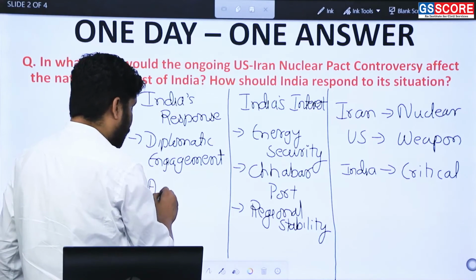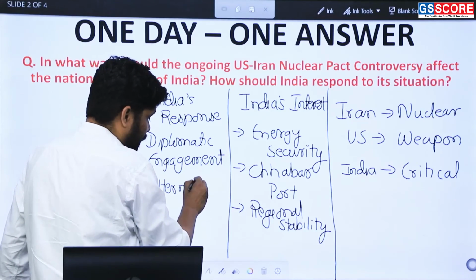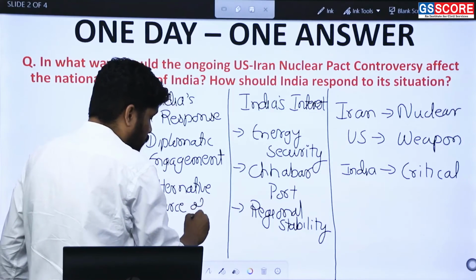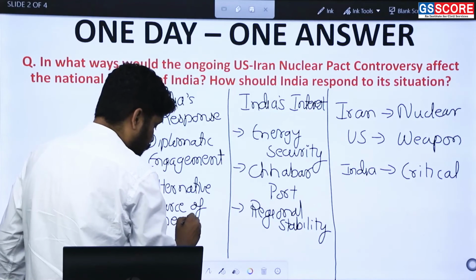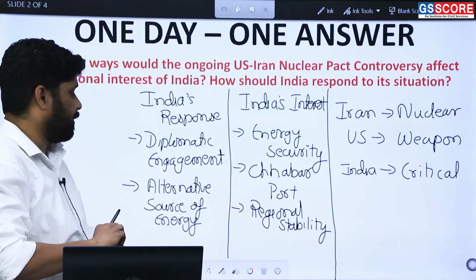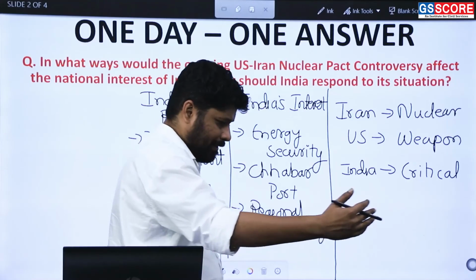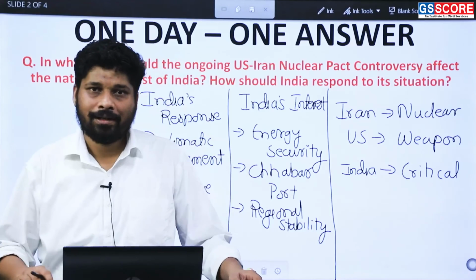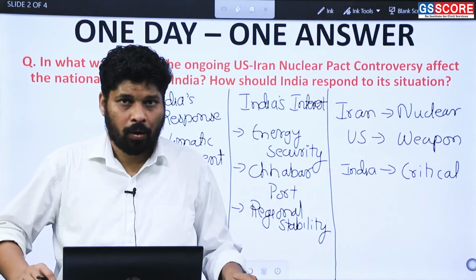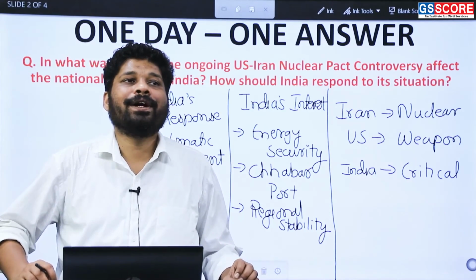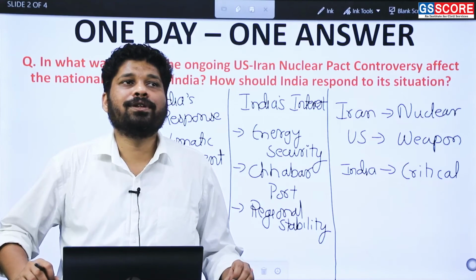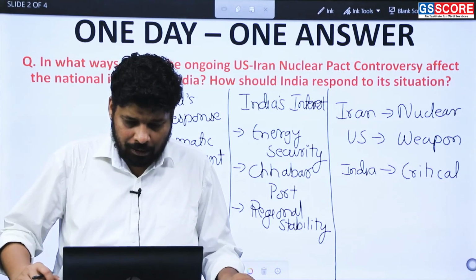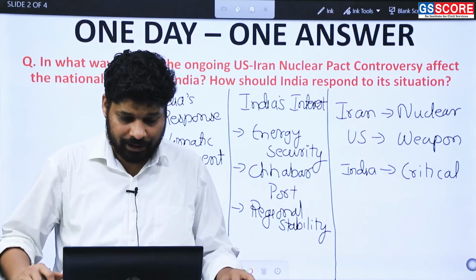Second is India has to look for an alternative source of energy. As India did in recent times also, it increased its import of oil or hydrocarbons from Russia. All right. In that way, even if India finds it difficult to import oil from Iran, its energy security will not be challenged, or it will not be in danger.